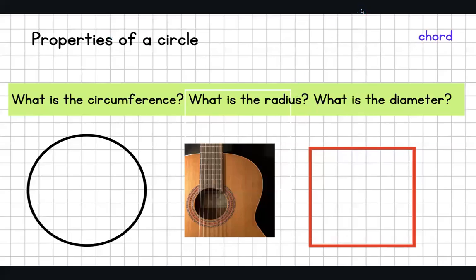So SATs quite often looks at the properties of a circle. You won't be asked to do anything too complex, but let's go over those important facts, and I want them to be more understandable for you. So you might think, why on earth do I have a square here? It all will be revealed. So firstly, let's read the question. What is the circumference? What is the radius? What is the diameter of a circle?